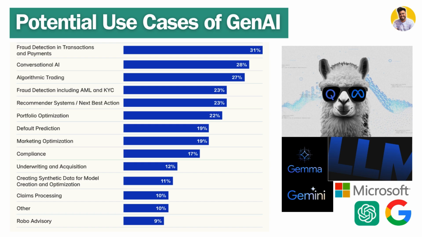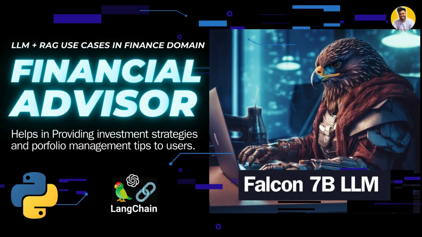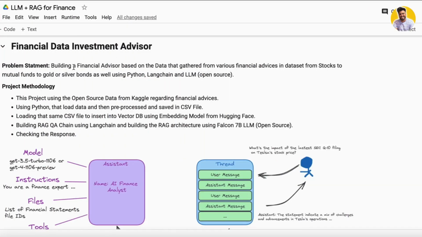So let's start with this project, called the Financial Advisor Project, that will help in providing investment strategies and portfolio management tips to the users. Let's get started. Here is my Google Colab notebook, which shows the Financial Advisor investment project, and this is the problem statement that we have.